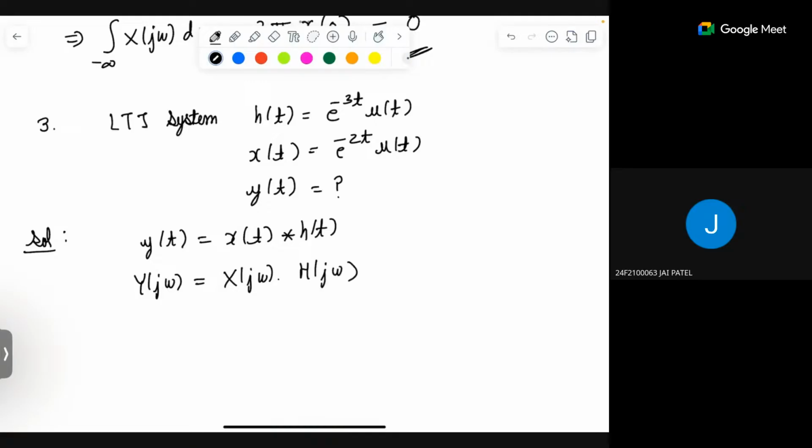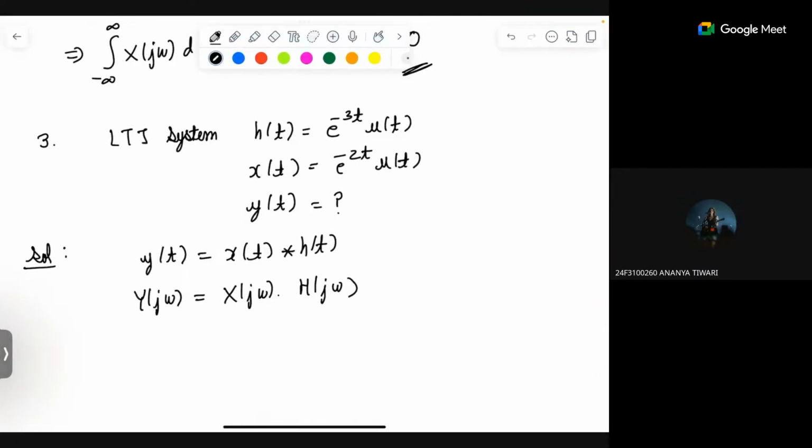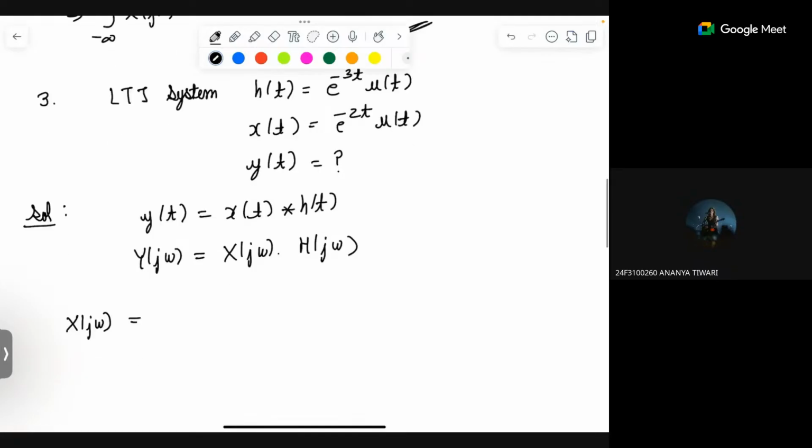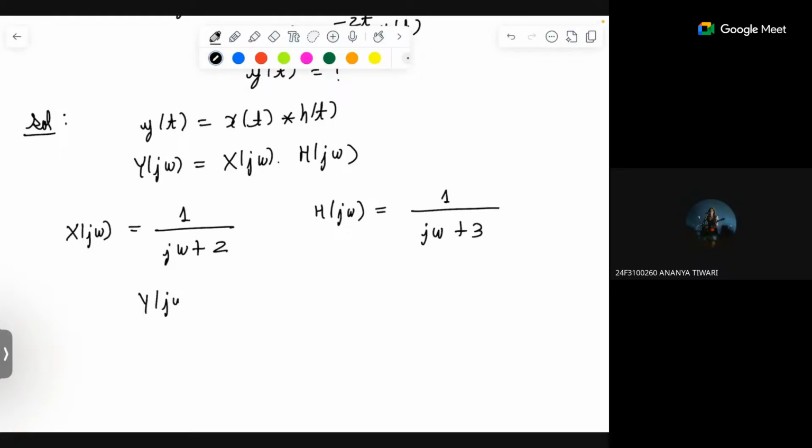Is this clear? Yes, ma'am. Now let us find X of j omega. So x(t) was e raised to the power of minus 2t u(t). Its Fourier transform will be 1 upon j omega plus 2. Is this clear? Yes, ma'am. Similarly, we will write the Fourier transform of h(t), H of j omega, which is 1 upon j omega plus 3. Now we have the Fourier transforms. Let us multiply.